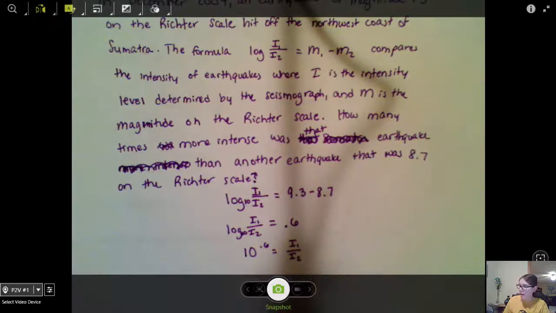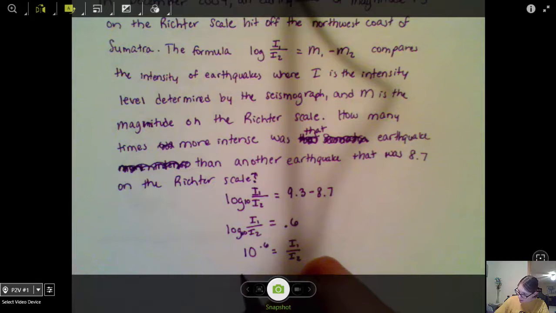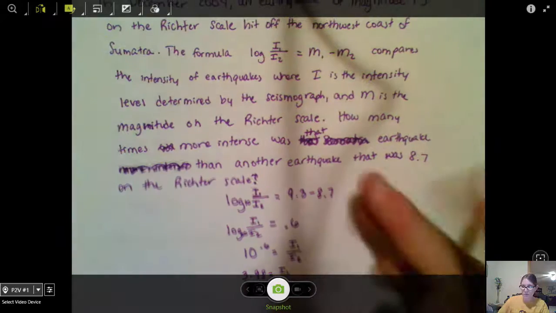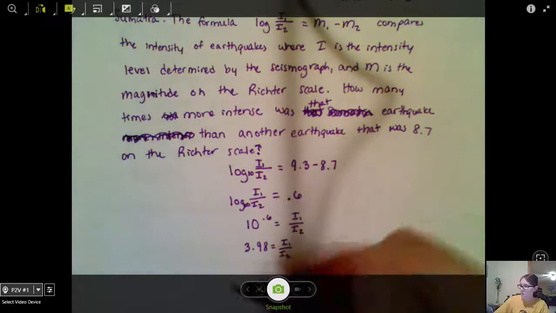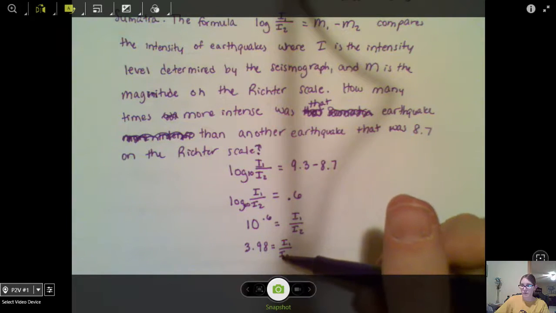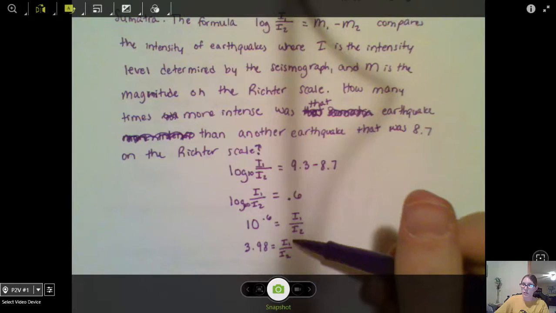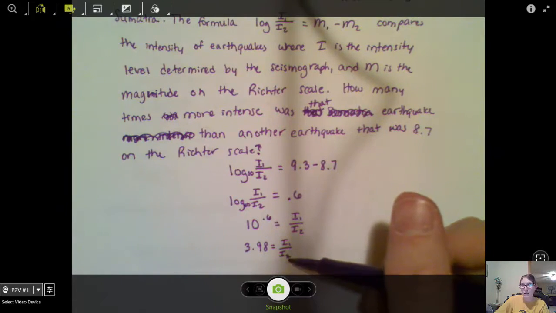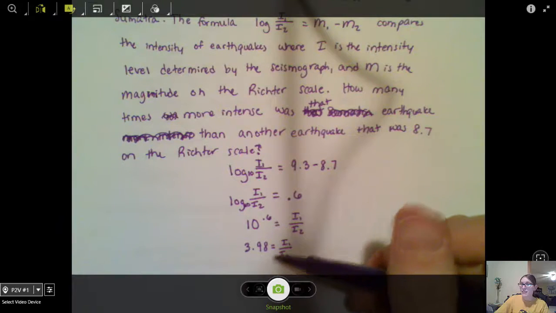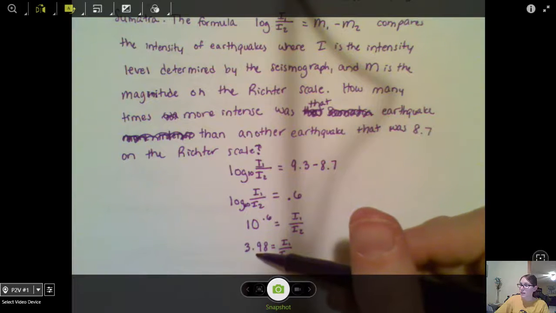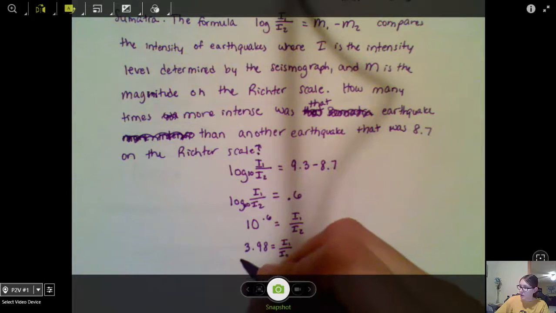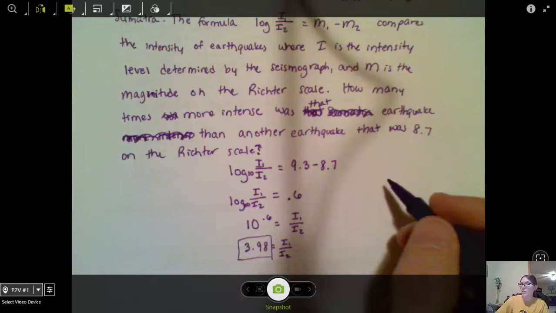Well, 10 to the 0.6 power, that's just a number. And it's about 3.98. Well, whatever my intensities were, my intensity for the first earthquake divided by the intensity for the second earthquake gives us 3.98. Well, that means that is our answer. Our first earthquake that measured 9.3 on the Richter scale was roughly 4 times more intense than the earthquake that was 8.7 on the Richter scale.